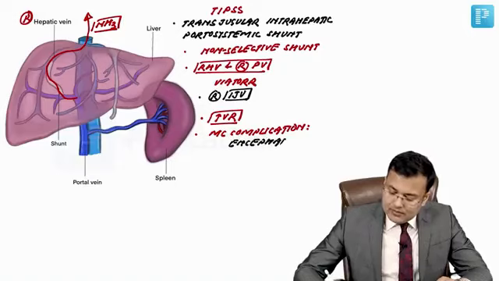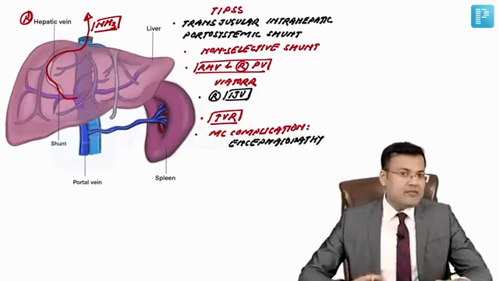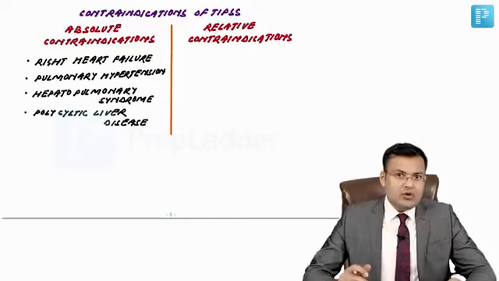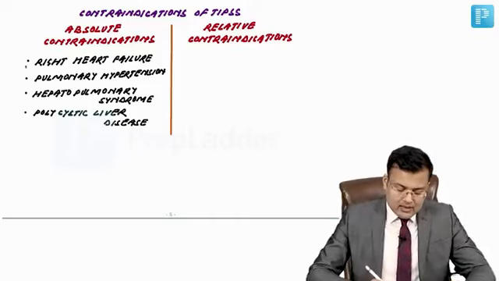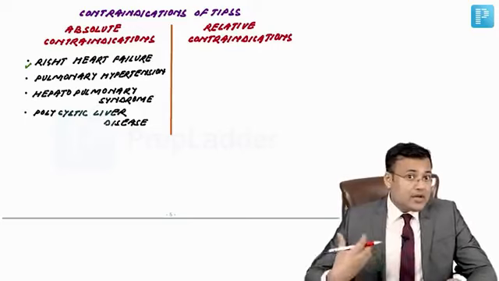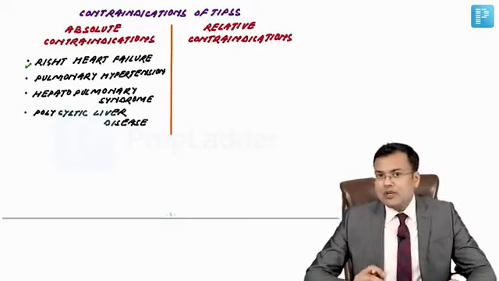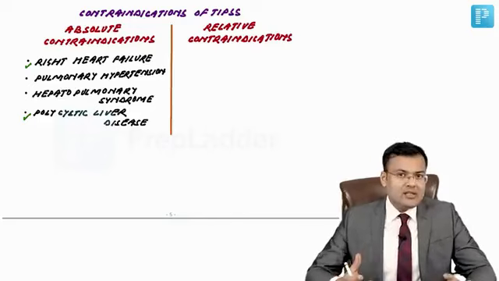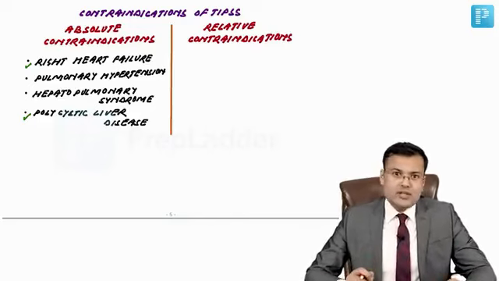Encephalopathy. Simple. So first see what are the contraindications, and then we will discuss the indications. Any situation in which there is already load on the right heart, like right heart failure, pulmonary hypertension, hepatopulmonary syndrome, and polycystic liver disease. Why? Because anatomy is distorted in polycystic liver disease.